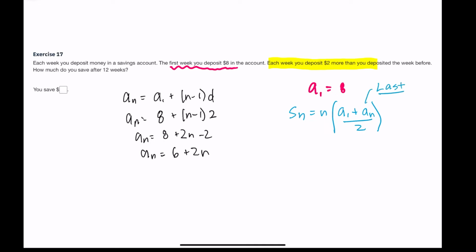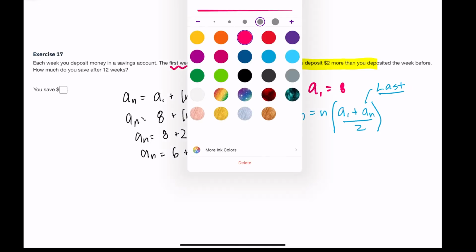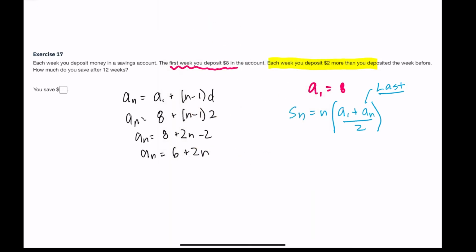So if that's my last term, the last term will be 12 weeks. So in order to help us find that, now we can go ahead and use the rule that we have and figure out, well, what is the amount in 12 weeks? So we'll go ahead and put a sub 12 for 12 weeks. And we got 6 plus 2 times 12 for n.